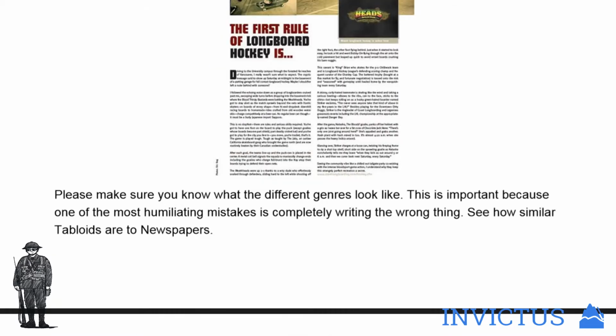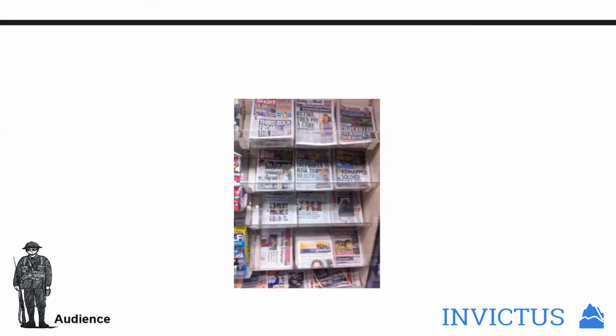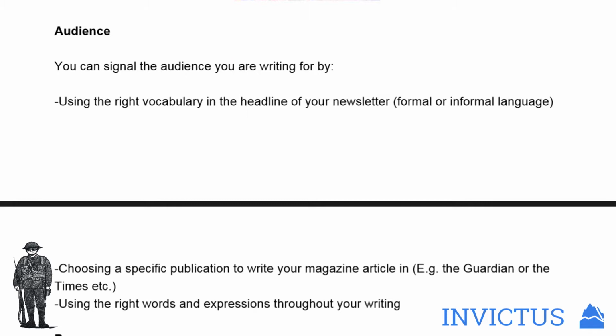Please make sure you know what the different genres look like, because it's a very humiliating mistake. For example, if you write a newspaper and you end up writing a magazine article, that's just wrong. Here's a trap that most people fall into: they don't see the difference between tabloids and newspapers. It's a whole different thing. Tabloids have a lot of very bold text and extremely provocative pictures at the front of the page. So please don't do that.